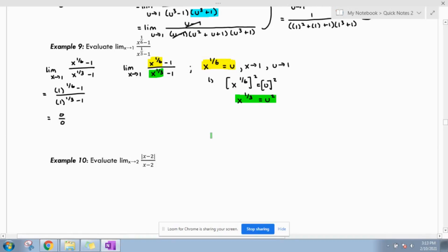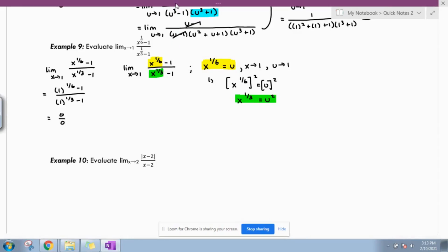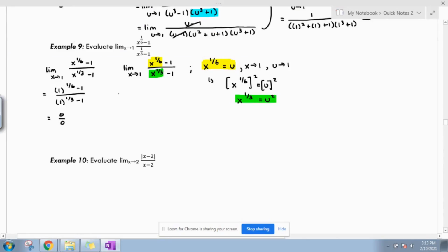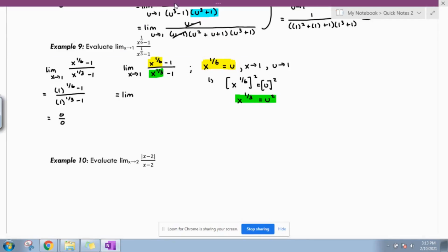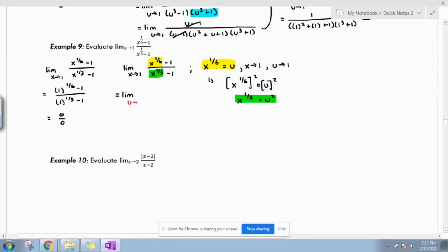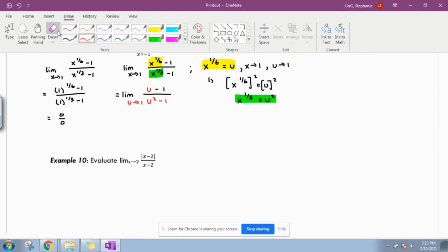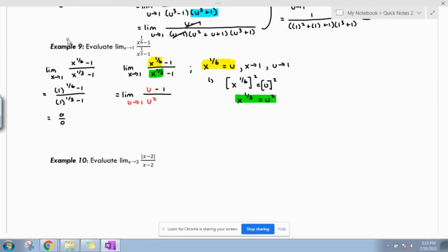So now that I've been able to make that variable change for x to the exponent 1/6 and x to the exponent 1/3, and I've also talked about what my variable u will approach, I'm going to rewrite my limit using my new variable. So for my new variable, it's going to be u approaches 1, and then I'm going to have u minus 1 all over u squared minus 1. Oops, that should be in black, not in red, because that's not new. This is the new limit that we're looking to solve for now.